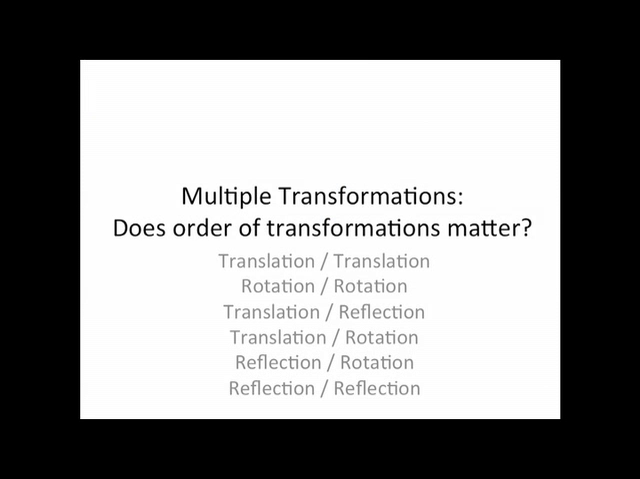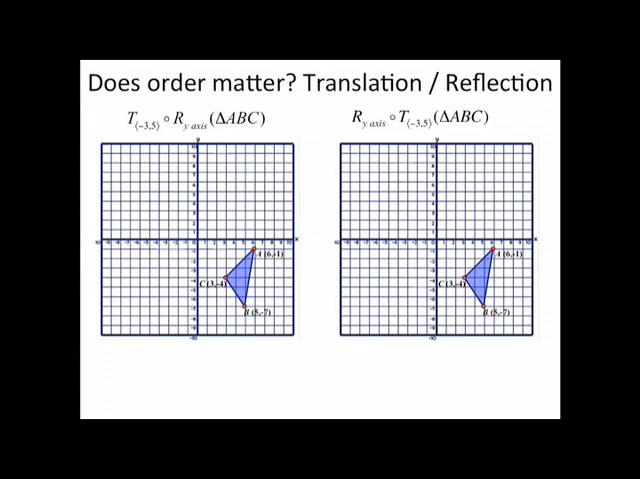Now let's try a third example, translation and reflection. Before we do anything else, we should talk about this terminology because you probably haven't seen it before. This says translate (-3, 5), so translate 3 to the left because it's negative, and then up 5 because it's positive, and then reflect over the y-axis, and do that to triangle ABC. This is the opposite. This is saying first reflect over the y-axis, then translate 3 to the left and 5 up for triangle ABC.